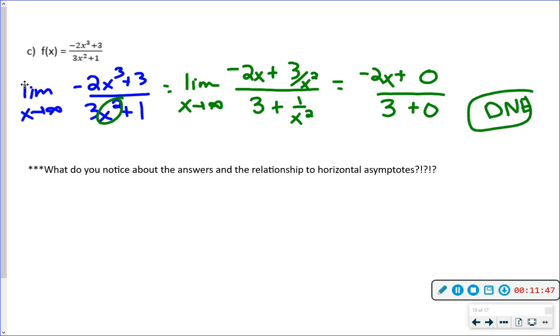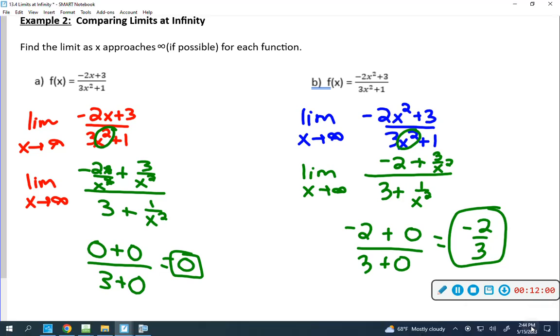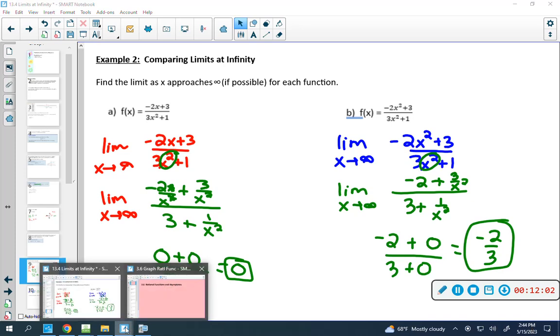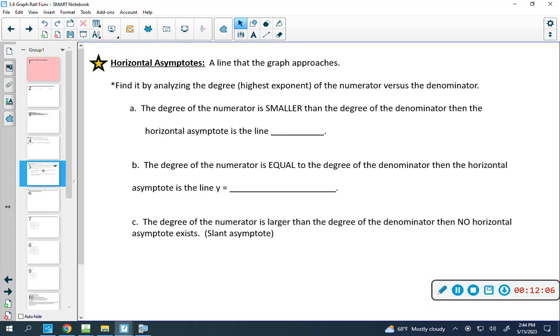Before I wrote out anything, because I know how these relate to horizontal asymptotes, I could have told you the answers on these with zero amount of work. Why didn't you tell me that? And just because I love you, this is straight out of 3.6. There's a flashback. Remember when we did all those horizontal asymptotes? The rules are the same here, my friends. That's why I pulled out my 3.6.